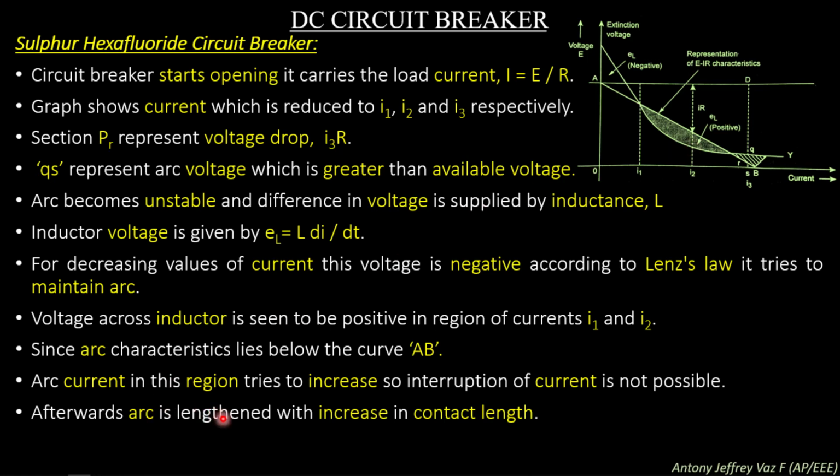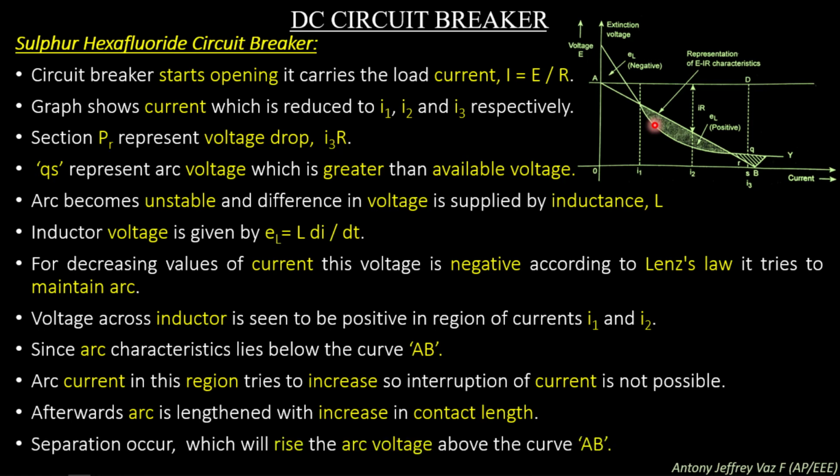After this the arc is lengthened with increase in contact separation. So when the arc is lengthened due to the opening of contacts of the circuit breaker, the separation occurs which will raise the arc voltage above the curve AB. Due to lengthening of arc, the voltage required to maintain the arc increases, and the arc voltage increases above the curve AB.